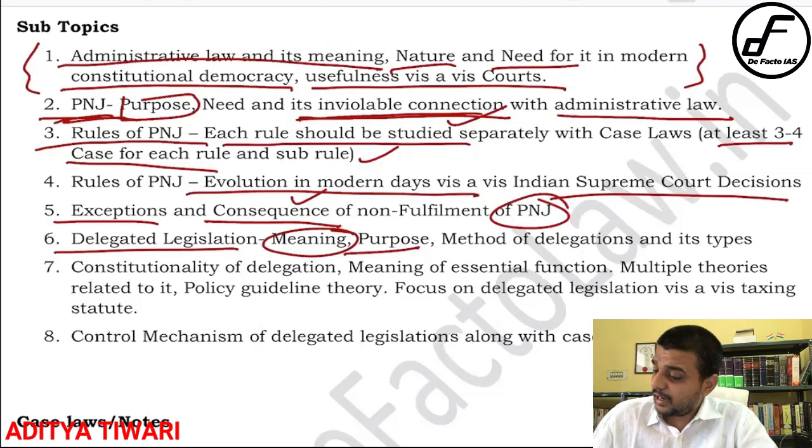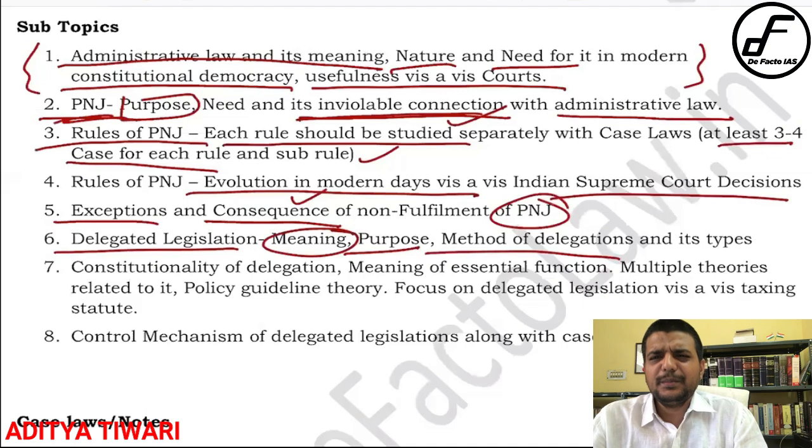Then the method: how is delegation done? There are multiple methods, such as rules. You must have seen in any law a section which says that the government may make rules in this regard. Once this word rules comes, it means the legislation is being delegated. Or, as per rules, or the terms and conditions of service will be determined by rules.